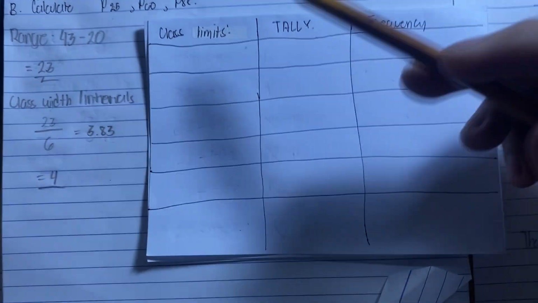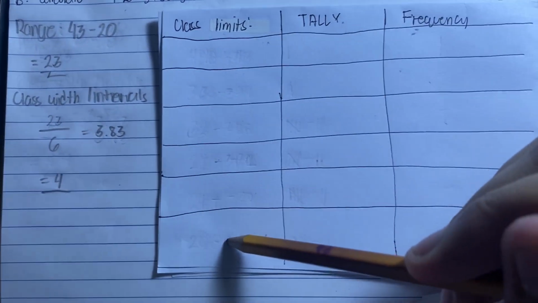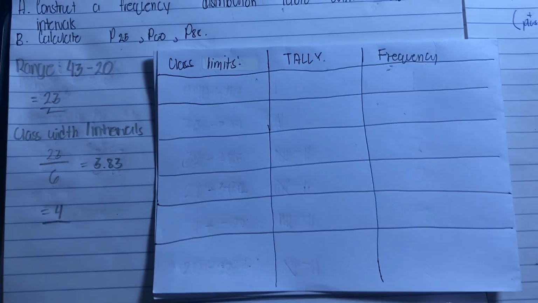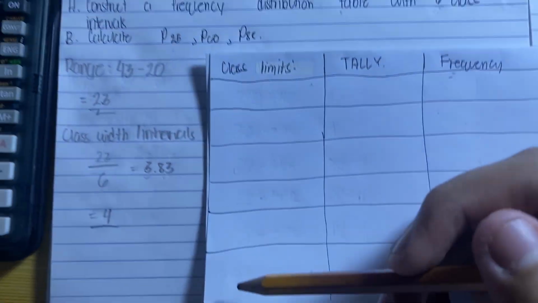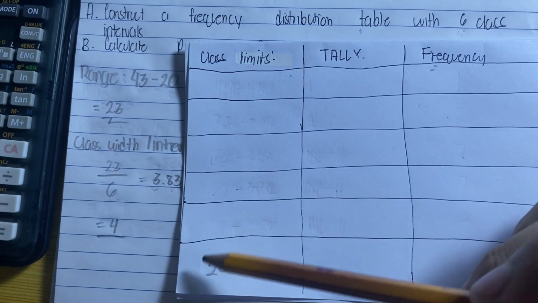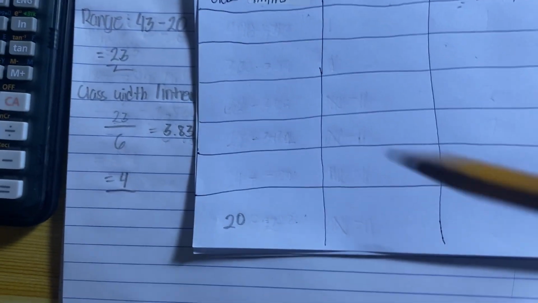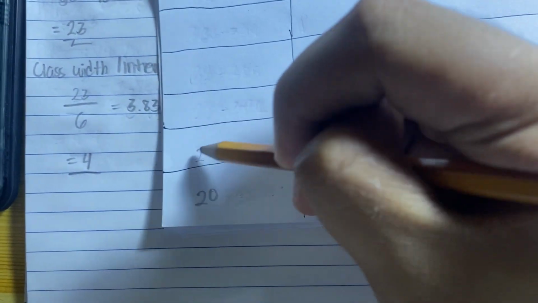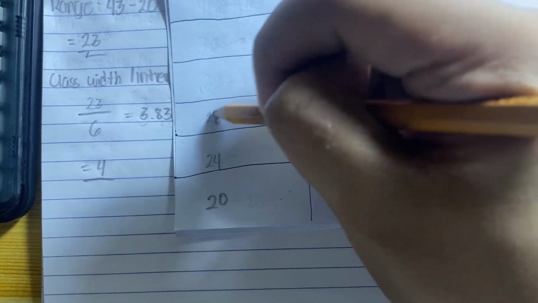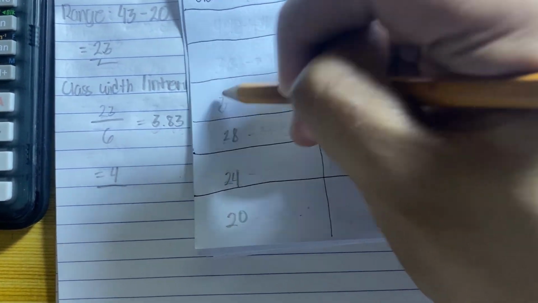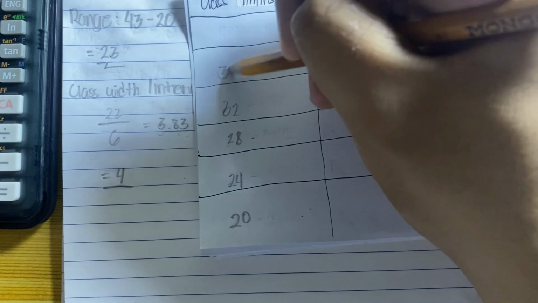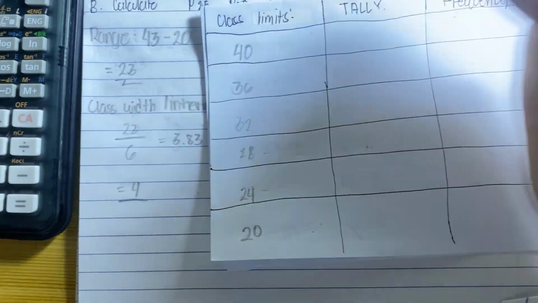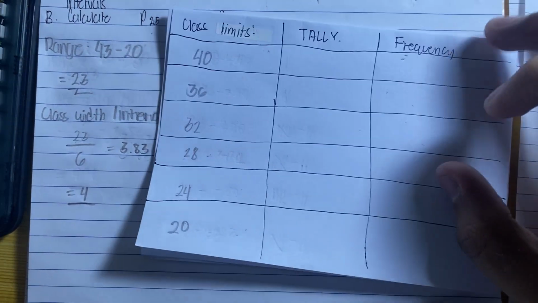And then, the next thing is the class limits. We start from the bottom. Always remember that the lowest score comes first, which is 20. Then, to get the sequence, we just add the 4 we got. So 20 plus 4 is equal to 24, plus 4 is 28, plus 4 is 32, plus 4 is 36, plus 4 is 40. That's how we got the lower limits.